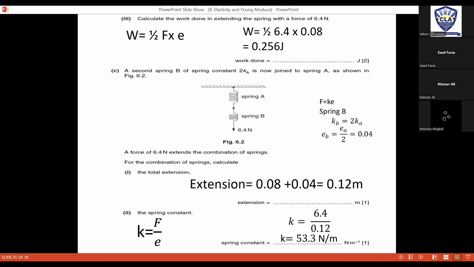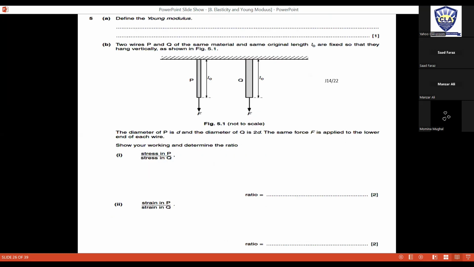Okay, let's see another question. Young modulus, ratio of stress over strain. We have two wires P and Q, both have lengths L, forces are same. The only difference is that wire P has a diameter D, wire Q has a diameter 2D. Stress. Stress is force over area. If diameter is doubled, area will be increased by 4 times.